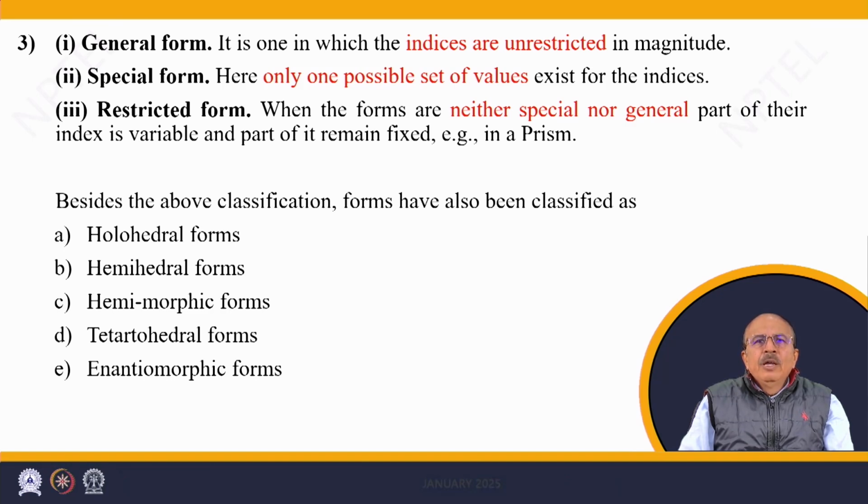Restricted form: when the forms are neither special nor general, part of their index is variable and part of it remains fixed. An example is prism. Besides the above classification, forms have also been classified as holohedral forms, hemihedral forms, hemimorphic forms, tetrahedral forms, and enantiomorphic forms. One by one, we will understand these different types of forms.